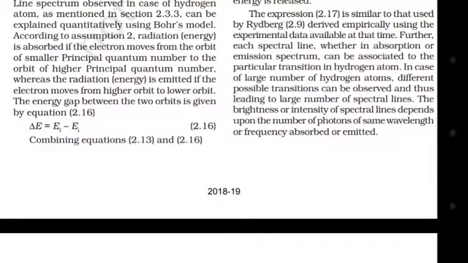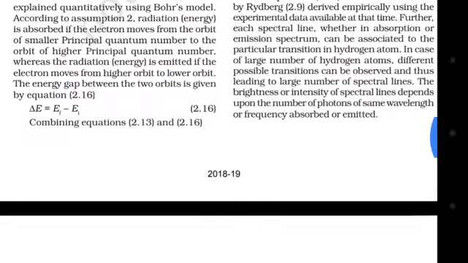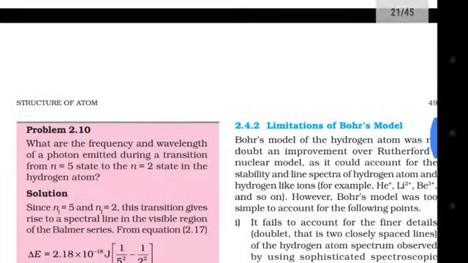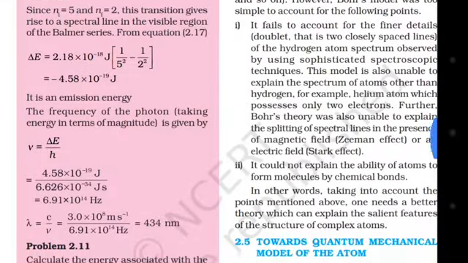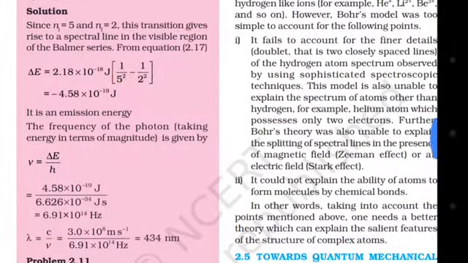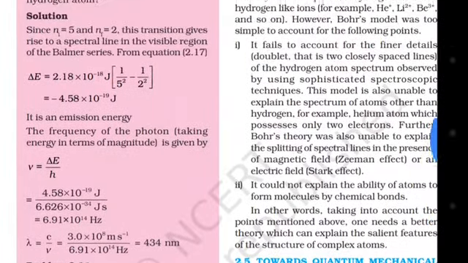In case of large number of hydrogen atoms, different possible transitions can be observed, thus leading to a large number of spectral lines. The brightness or intensity of spectral lines depends upon the number of photons of same wavelength or frequency absorbed or emitted.